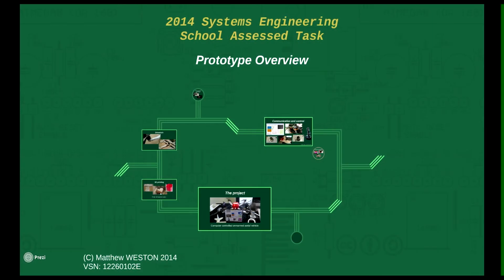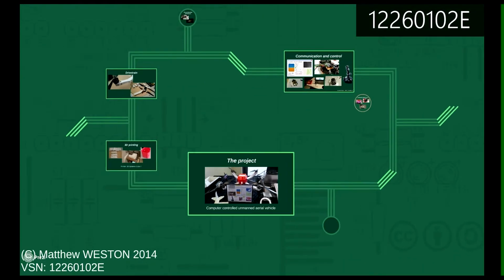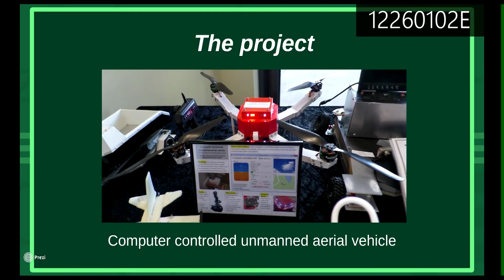Hi, in this video I will give you a brief overview regarding the functionality of my 2014 VCE Systems Engineering project. The project and its origin. This year I have created a computer-controlled unmanned aerial vehicle, or UAV for short. It features a camera along with a miniature water cannon to demonstrate a firefighting use case.